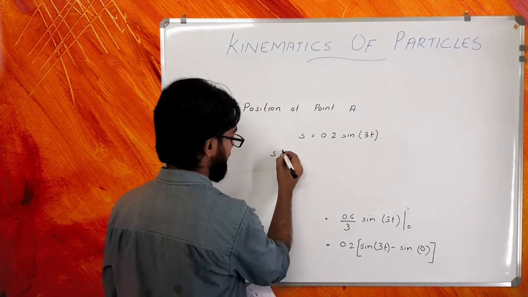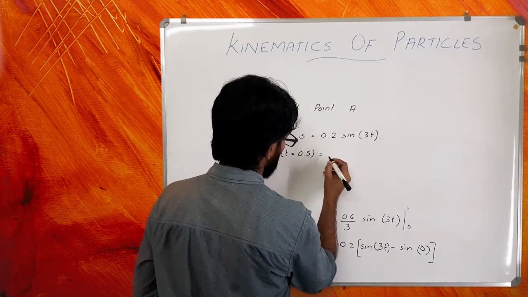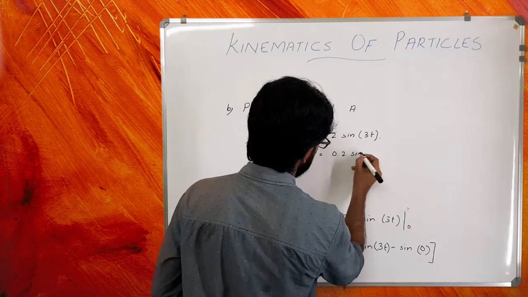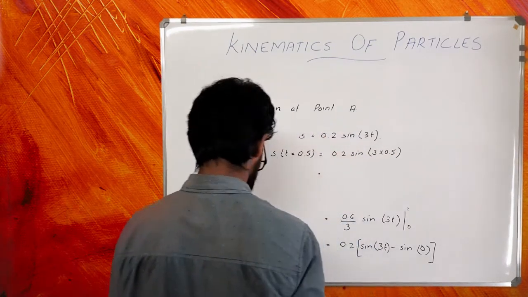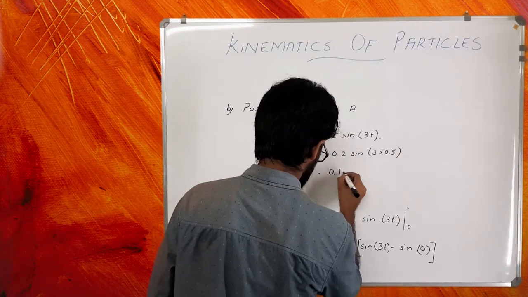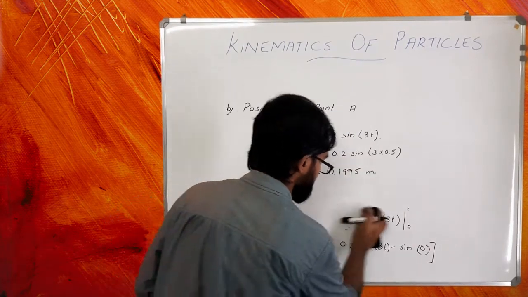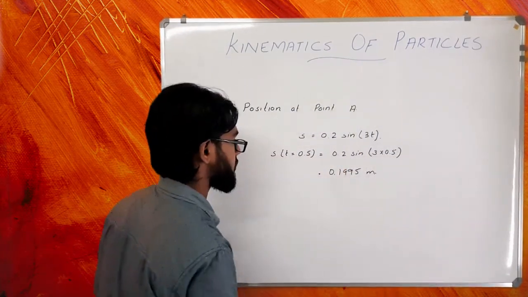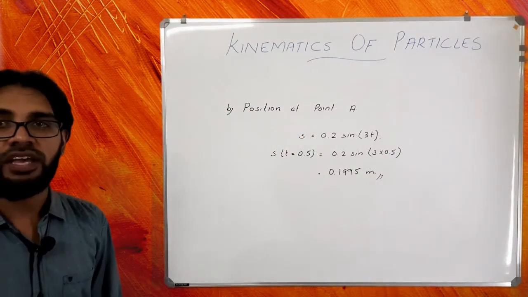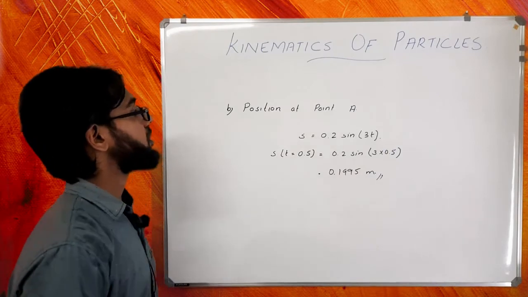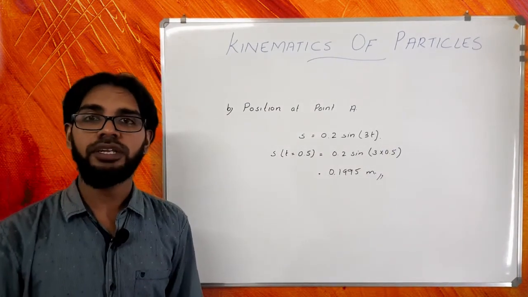So s at time t equals 0.5 will give you 0.2 sin 3 into 0.5, which will give you the value of 0.1995 meters. So this is the second part. So as such, we have solved for the velocity at point A as well as position at point A.